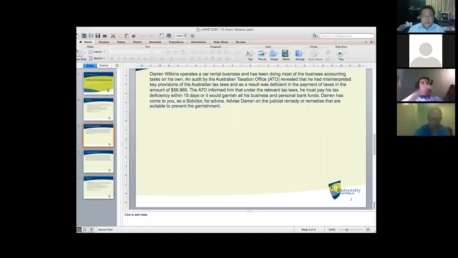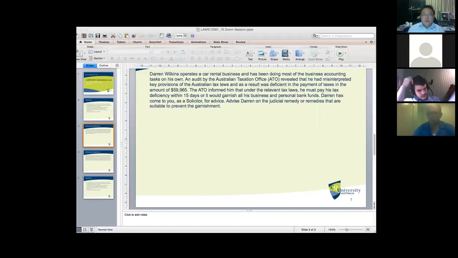So we can make the assumption that Darren is prepared to dispute the assessment made by the ATO. So what do you think? So from Janet, was there a denial of procedural fairness? Okay.